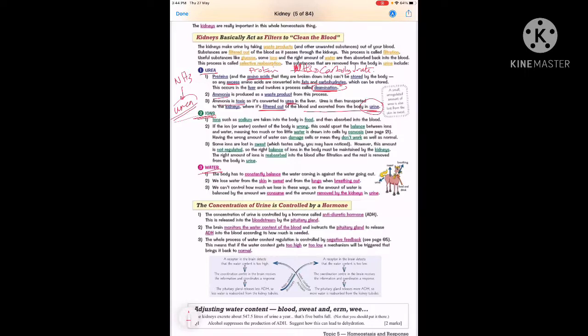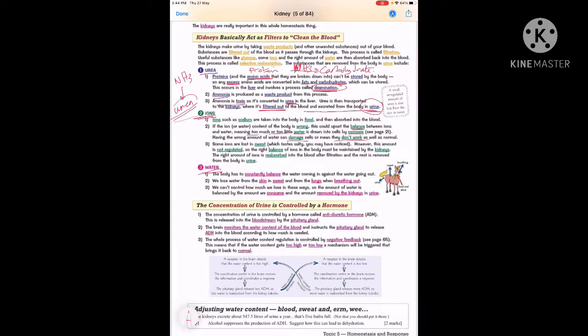Okay, so there should be a balance between ions and water, meaning too much or too little water is drawn into cells by osmosis. Having the wrong amount of water can damage the cells and they don't work as well as normal. I really don't want to go deep into this because the osmosis part is explained in another chapter.